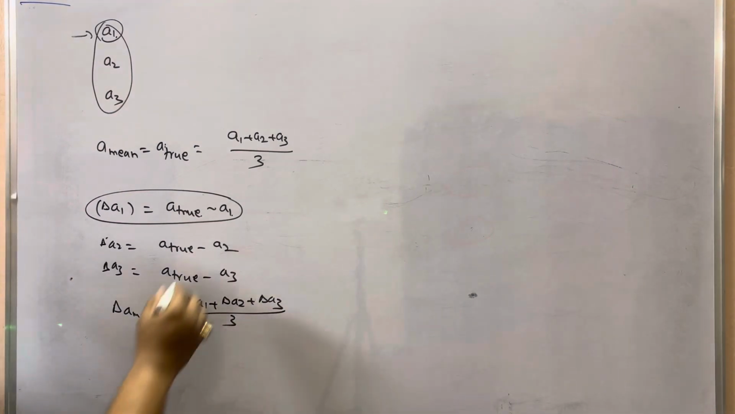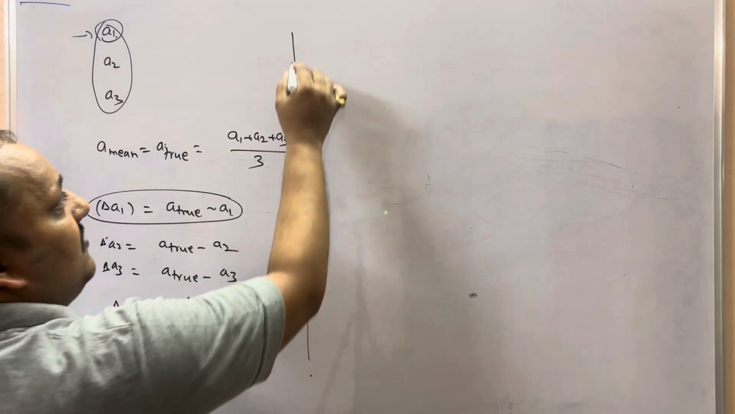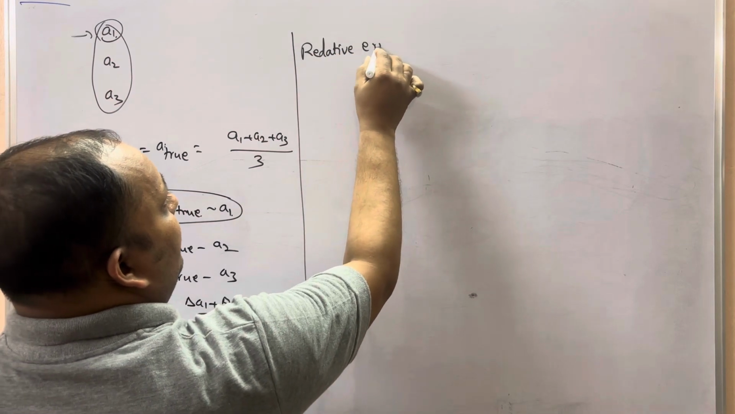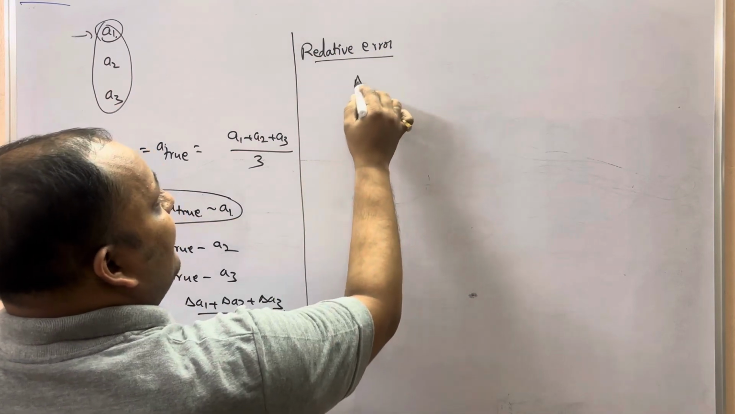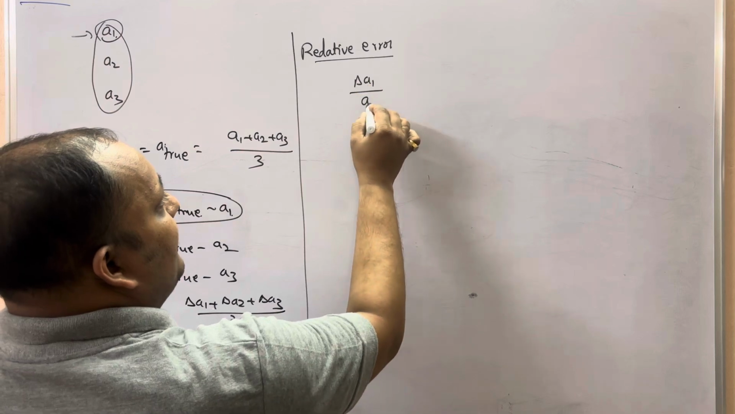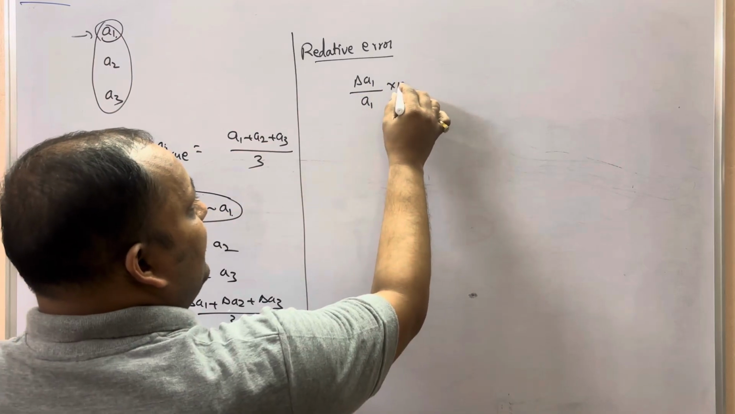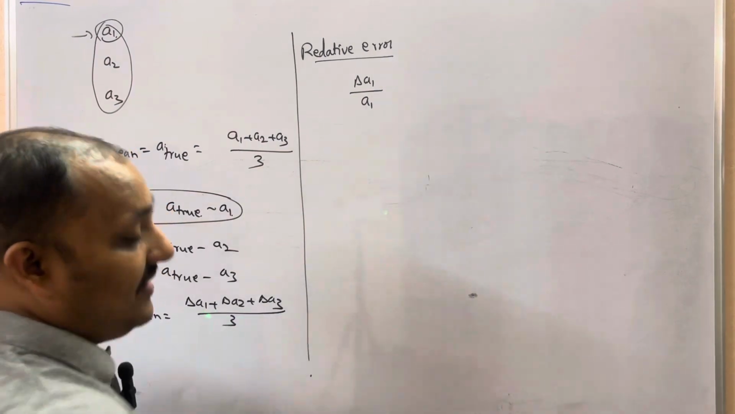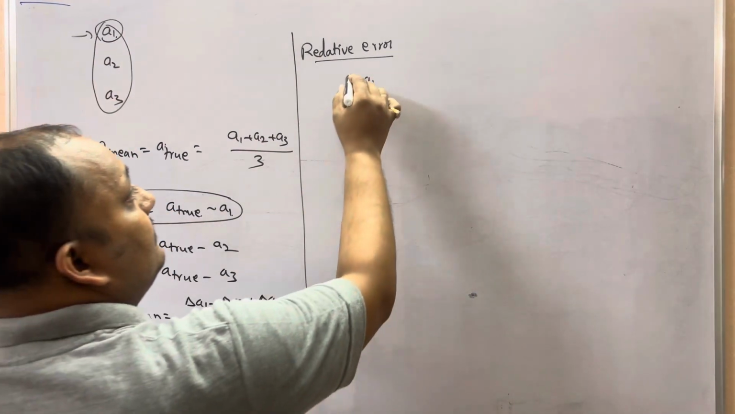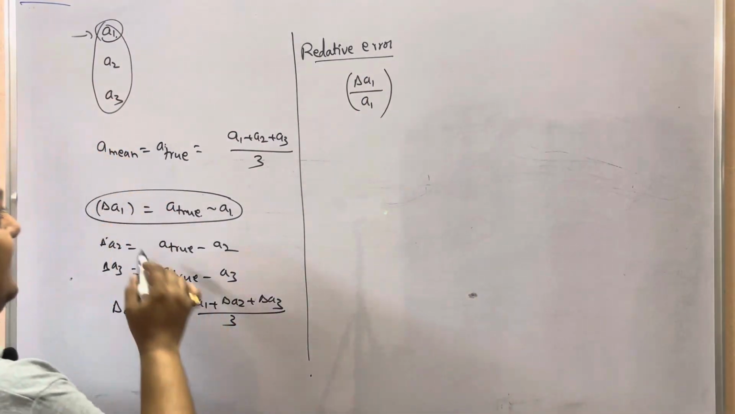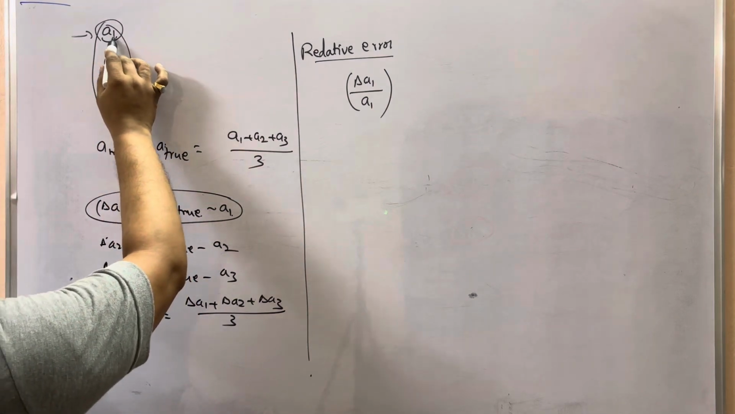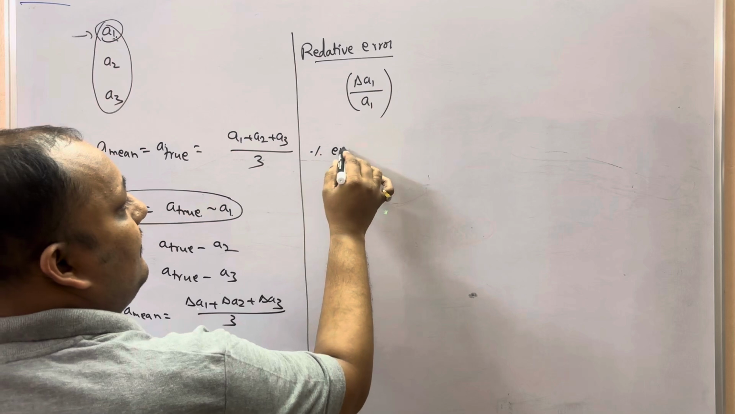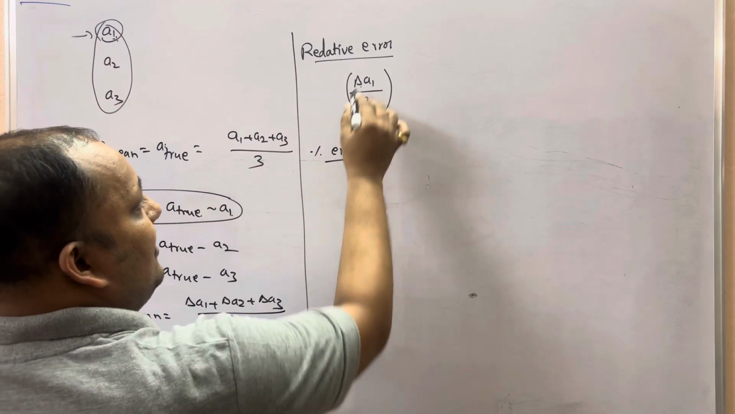Next, relative error. Relative error means absolute error by measured value, into 100 is not required. Percentage error is nothing but into 100. Delta A1 by A1 is the relative error in A1. For percentage error, you have to multiply with 100.